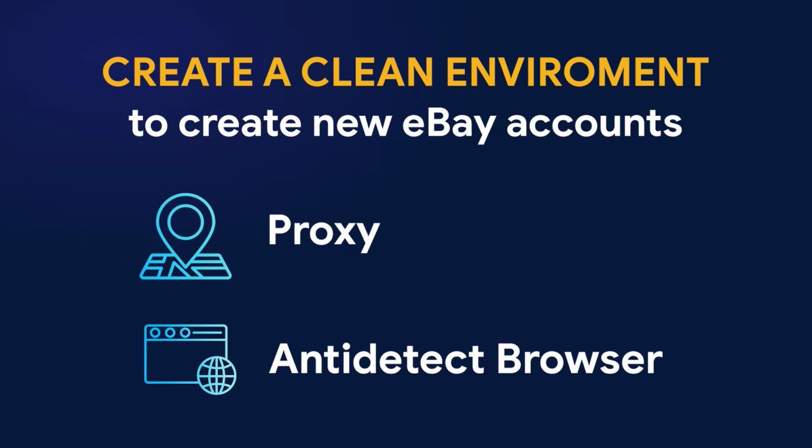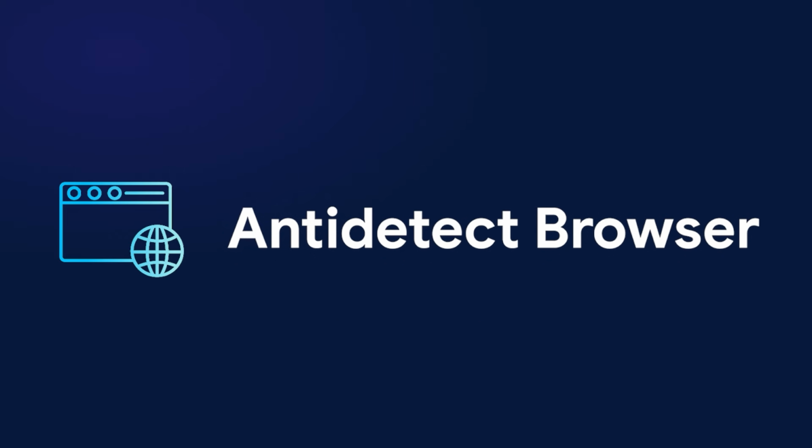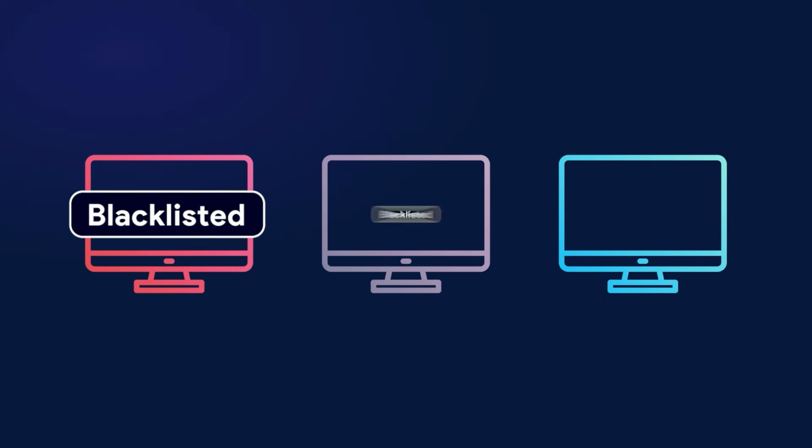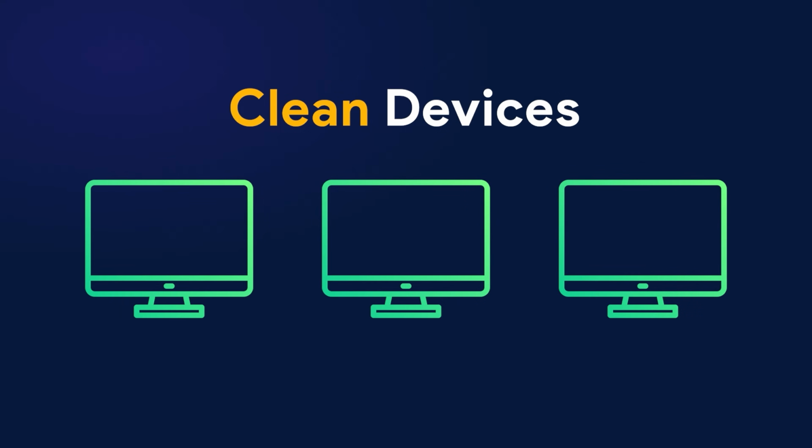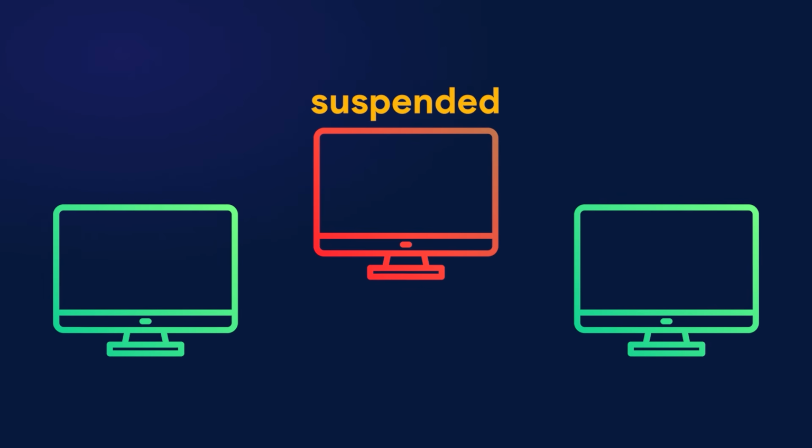In addition to proxies, you also need to use an Antidetect browser to change device specifications. The device's original info, if blacklisted, will prevent you from registering a new eBay account. By combining proxies with Antidetect browsers, you can create browser profiles with new IP addresses and device specs. Even if the logged-in account gets suspended, other accounts will not be affected.